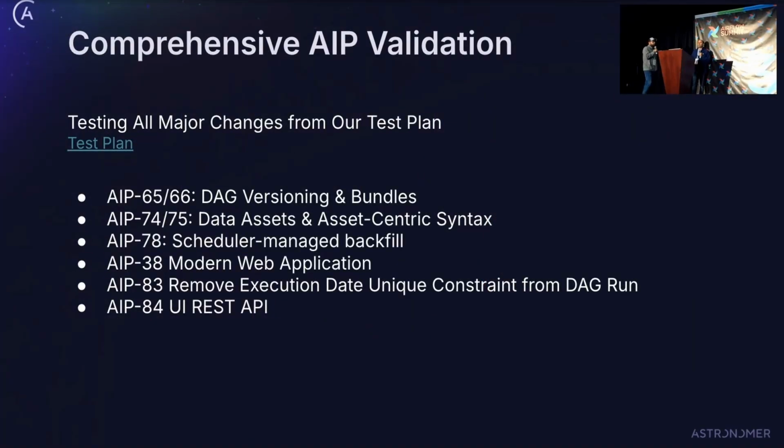Okay, so now talking about the AIP validation. As we mentioned, we have a total of 12 plus AIPs with Airflow 3 development, right? Starting from DAG versioning and bundles, datasets and asset-centric syntax, scheduler-managed backfills, complete revamp of UI with AIP 38, and REST API, AIP 84 and AIP 83.